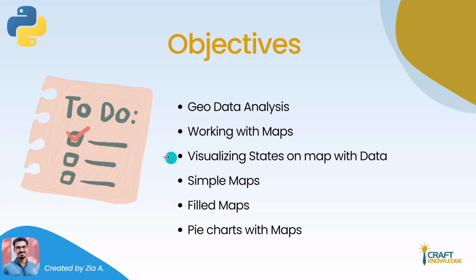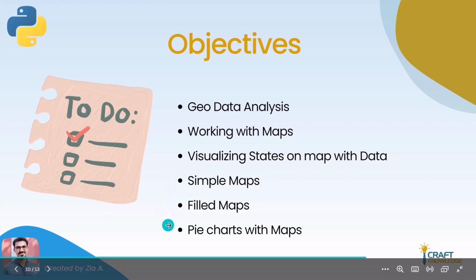For example, if someone is having high sales in maybe New York or maybe in New Jersey, then on the map they can visualize, okay, in New Jersey we are getting more sales or less sales, or something like that, right? We'll be talking about simple maps, and then we'll be talking about the filled maps as well. What is the difference between simple maps and filled maps? We'll talk about it. And finally, we'll wind up this topic by talking about pie charts with maps.